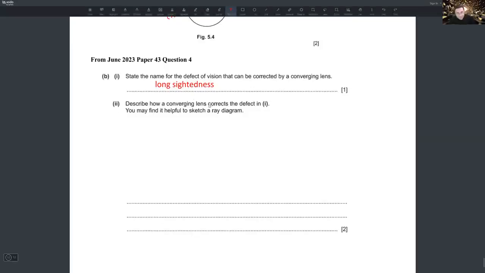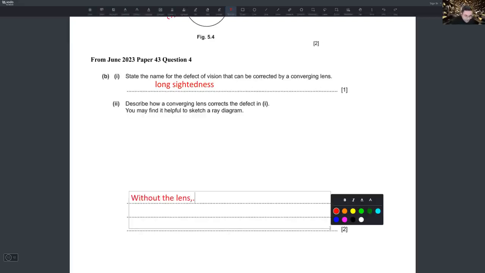Describe how a converging lens corrects the defect in the eye. You may find it helpful to sketch a ray diagram. I'll show you what to sketch, but let me explain it first. Like I'm going to describe, because I don't have to draw, but then I'll show you how to sketch. So here's what we do. All we have to say is what?